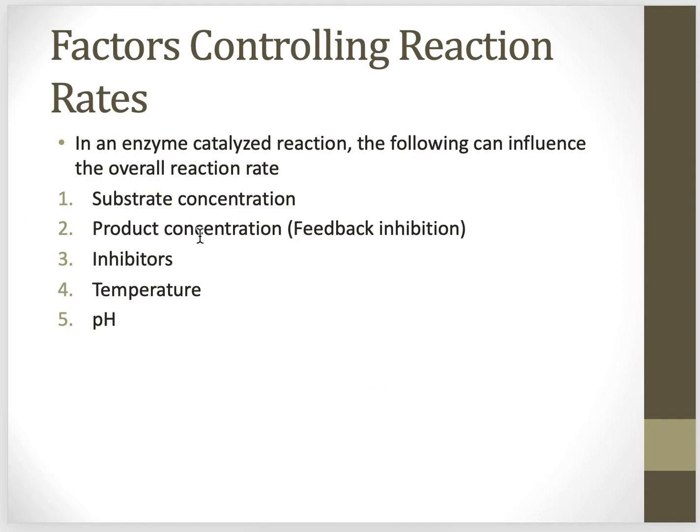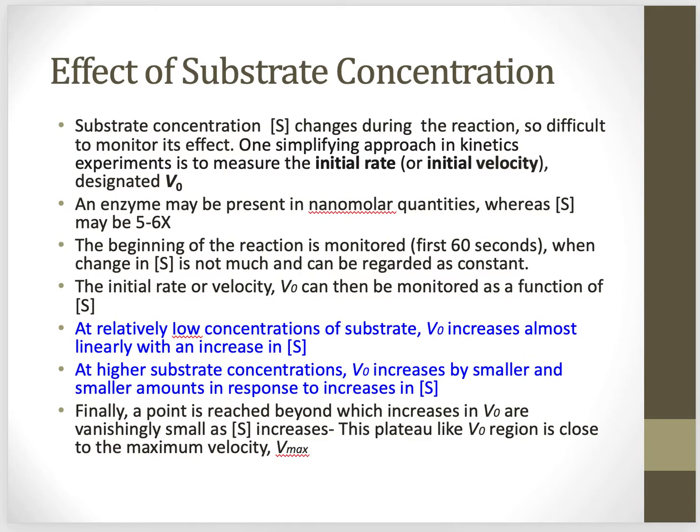These are the factors which can influence the rate of a reaction, such as substrate concentration, product concentration, different inhibitors, temperature, pH, etc. We will not discuss how all these factors affect the reaction rate, but at least in this lecture we'll talk about the effect of substrate concentration on reaction rate. So what kind of effect can substrate concentration exert on reaction rate?